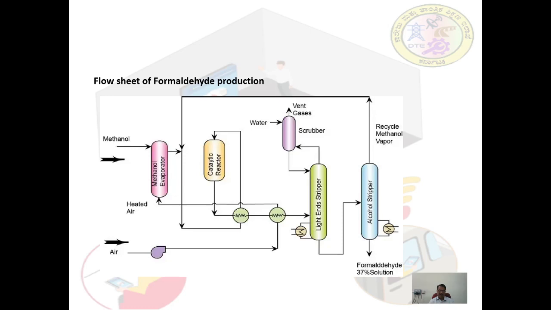The light end stripper bottom product is fed to a distillation tower that produces methanol vapors as top product, and the bottom product is formaldehyde plus water. The unreacted methanol is recycled, and the yield in this process is about 80 to 85% based on the methanol. This is the process by which methanol can produce formaldehyde.